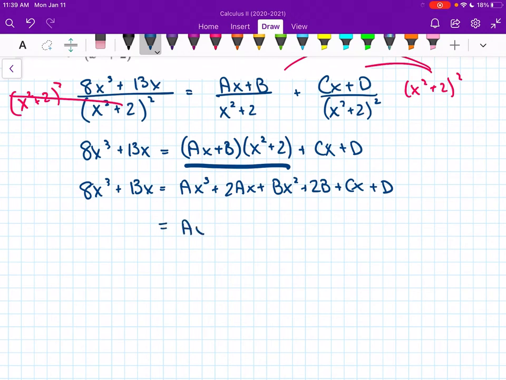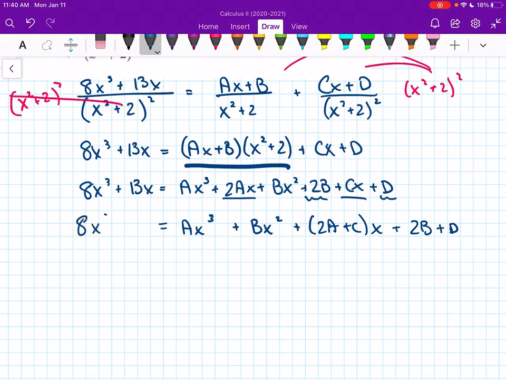And then I'm going to go ahead and group my things by their x values. So here I have ax cubed. Okay, so that's my cubic term. And then I have bx squared. That's my only square term. And then I have 2 linear terms. So I'm going to factor out that x, and so my coefficient on my linear term is 2a plus c. And then my constant term is going to be this 2b plus d.